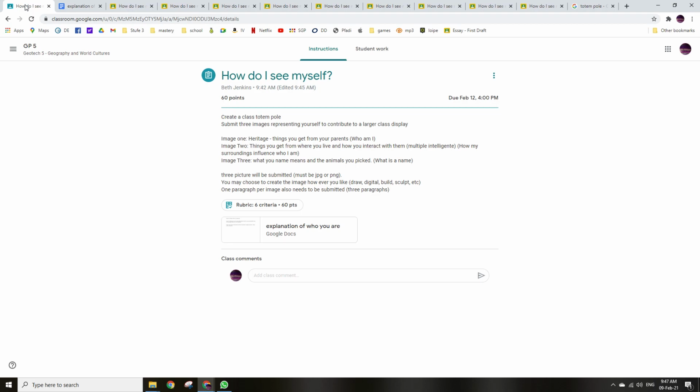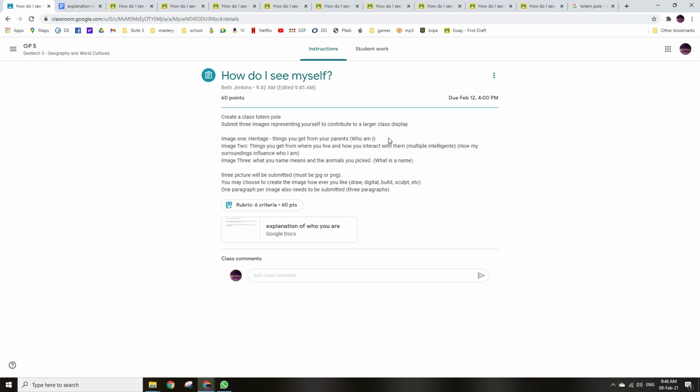I'll give you lots of different examples so you can get an idea of what I'm talking about. The first image is about your heritage. When we talked about who am I, we discussed things that you got from your parents, traits that you got, and we've been discussing that throughout, with me pulling out any traits that you get. So your first image should be representing your traits, what you get from your parents.